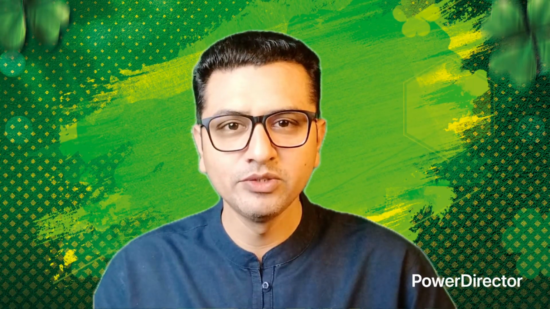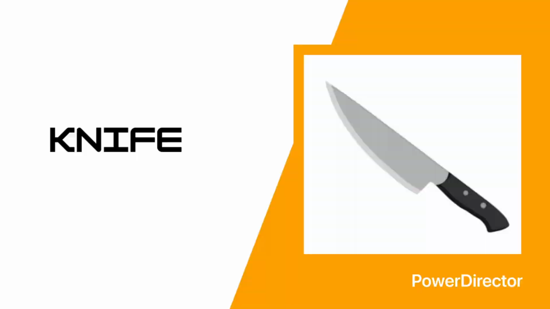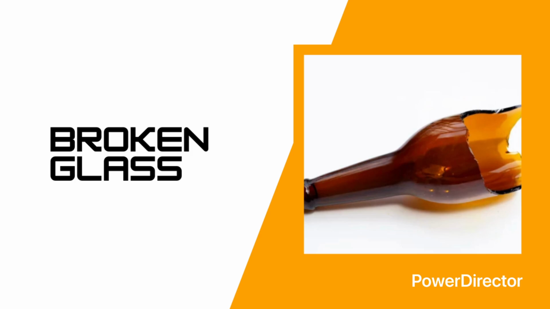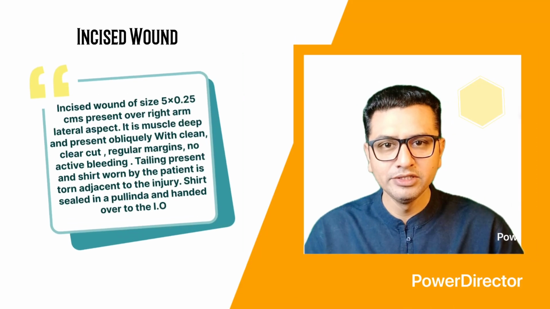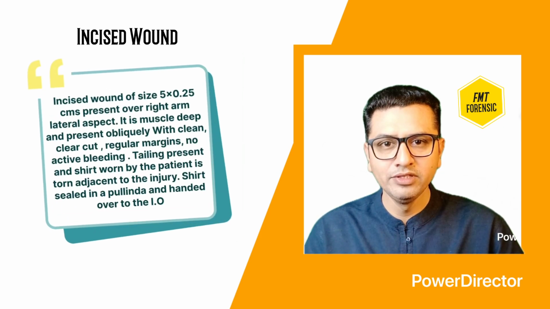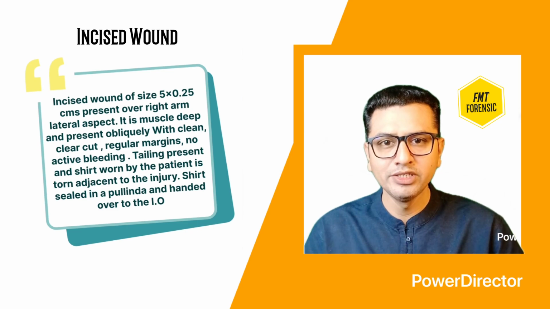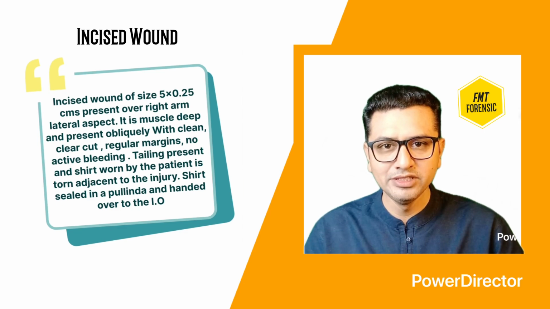Incised wound is caused by sharp objects like knife, razor, surgical blade and broken glass etc. How to describe an incised wound: for example, an incised wound of size 5 x 0.25 centimeter over right arm lateral aspect, muscle deep and present obliquely with clean, clear-cut, regular margins and no active bleeding, and shirt worn by the patient torn adjacent to the injury.